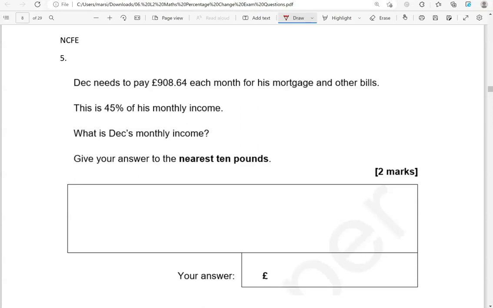Dec needs to pay £908.64 each month for his mortgage and other bills. This is 45% of his monthly income. What is Dec's monthly income? Give your answer to the nearest £10.